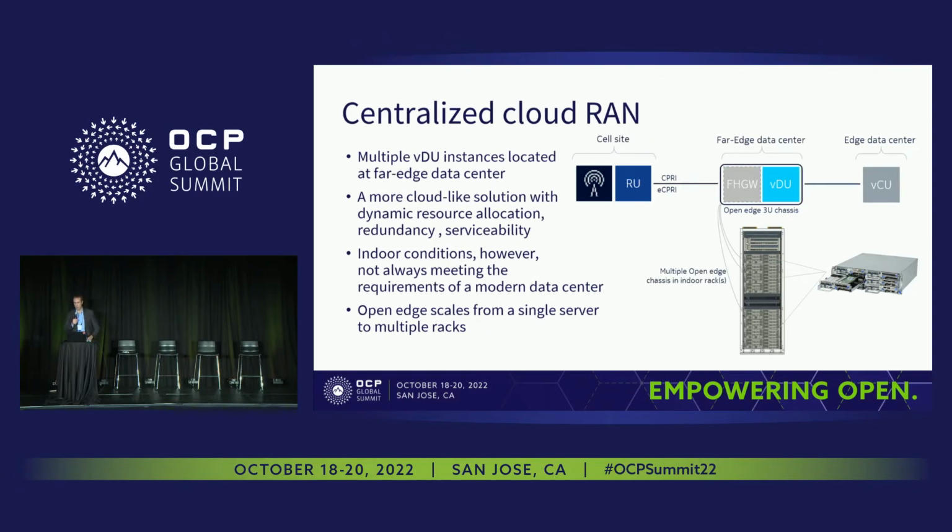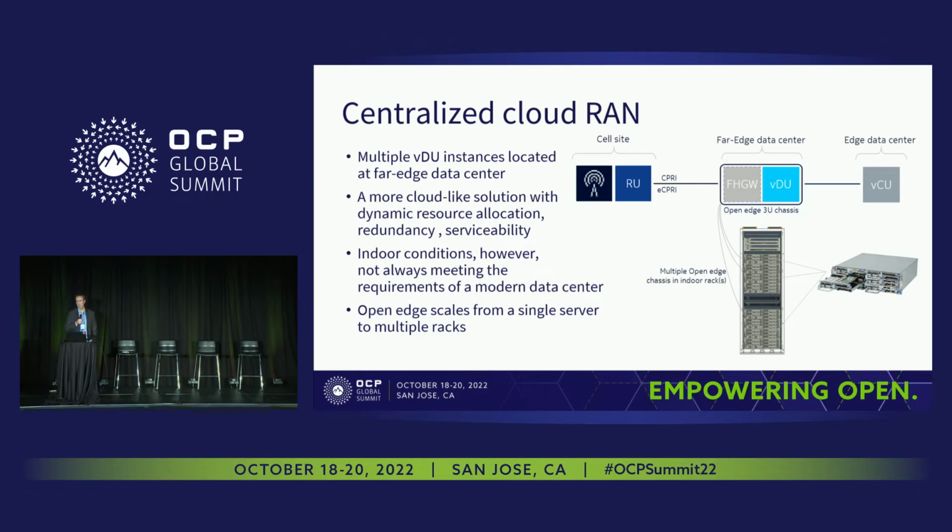Then the other deployment model would be this more centralized Cloud RAN deployment. What it would look like is briefly described here. There would be multiple instances of the VDU located at the far edge data center, and several cell sites would be connected into this pooled capacity of VDU baseband processing in the far edge data center site. This is a more cloud-like or data center-like solution with dynamic resource allocation, redundancy and serviceability. And then you typically would have indoor conditions there.